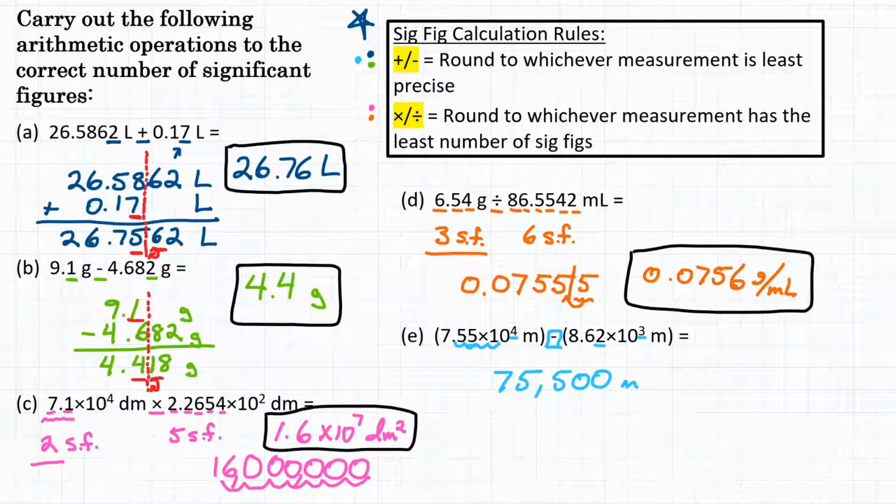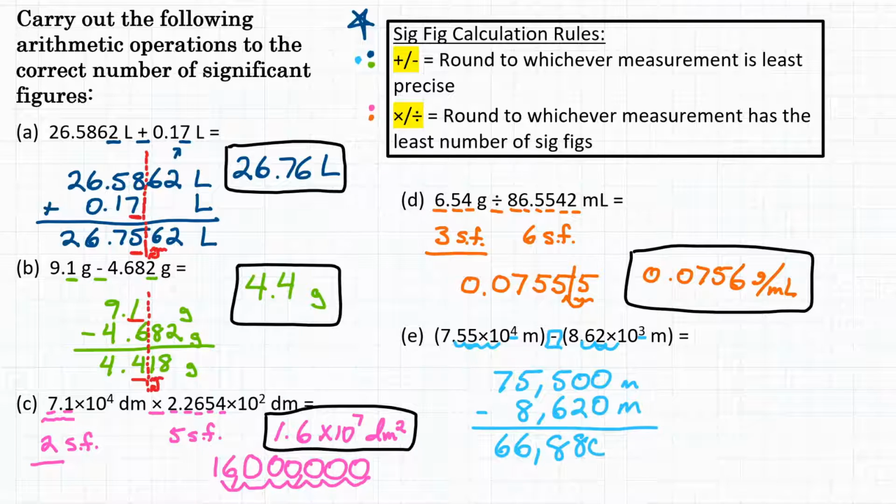And then we will do the same for our second measurement, except it's times 10 to the power of 3. So we're going to move the decimal 3 places to the right. So 1, 2, 3. So that is going to give us 8,620 meters. All right, so we are going to subtract these numbers, and we will get 66,880 meters for our answer there. But that number may be too precise, so we need to look at the precision of our measurements.